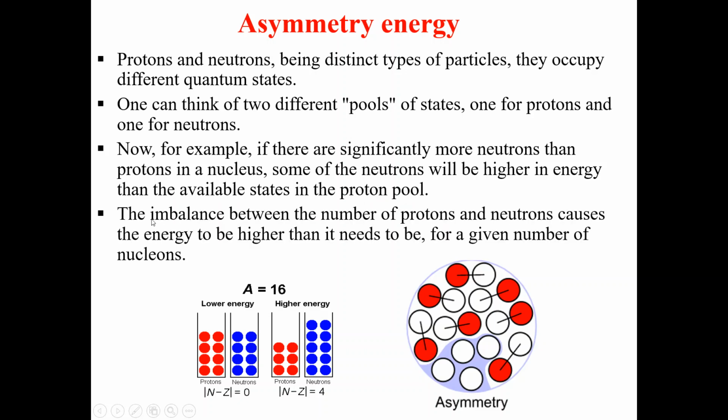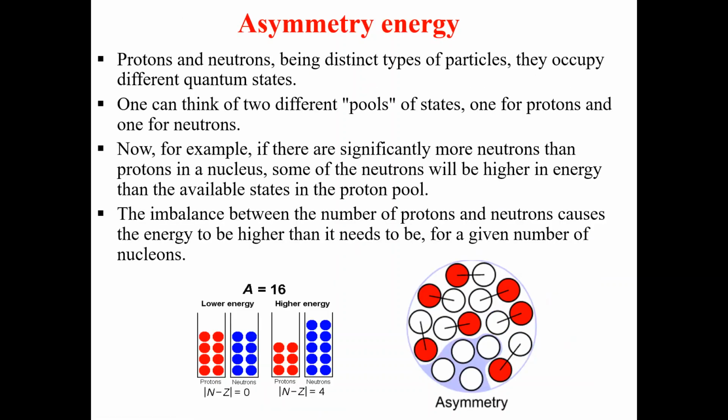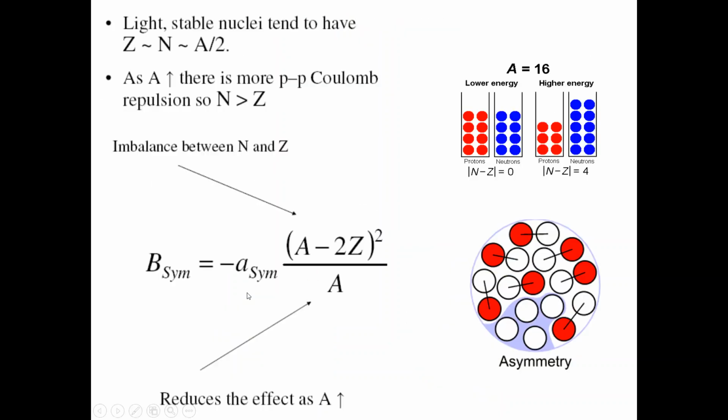The imbalance between the number of protons and the neutrons causes the energy to be higher than it needs to be for a given number of the nuclei. So how do we have the asymmetry term for the binding energy?